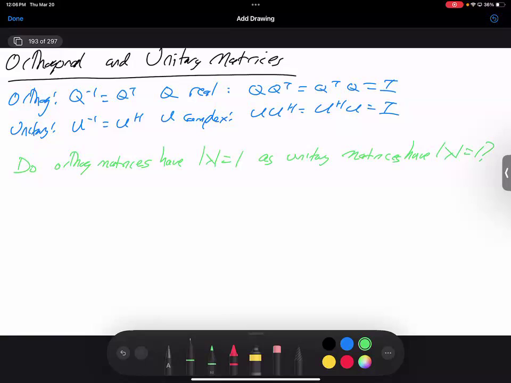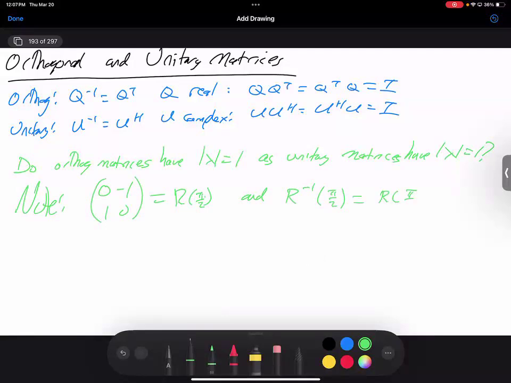Do people agree with this? Why not? Yeah, we just saw. Note [0, -1; 1, 0] is R of theta, a specific theta. This is pi halves. And R inverse of pi halves is actually just R of pi halves transpose. And it turns out it's also the same as R of minus pi halves.